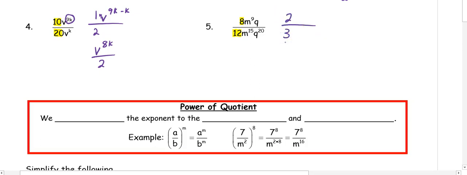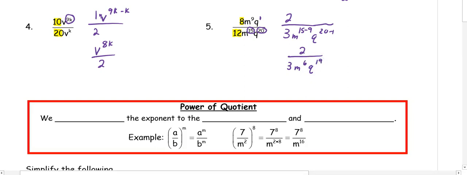Then when we look at our variables, m to the 15th is the larger exponent. So in the denominator, we're going to have 15 minus 9. And for q, 20 is the larger exponent because the q on the top only has an exponent of 1. So that's also going to end up in the denominator. So we have q to the 20 minus 1. So this simplifies then to 2 over 3m to the 6th, q to the 19th.